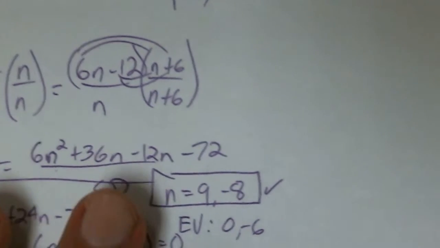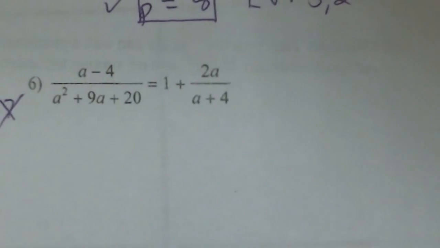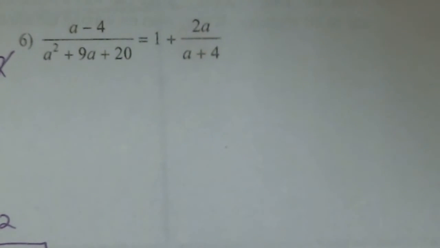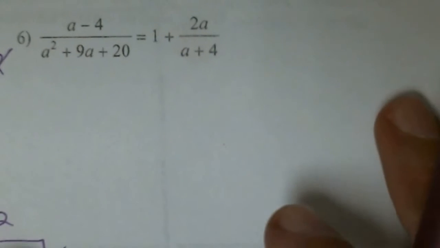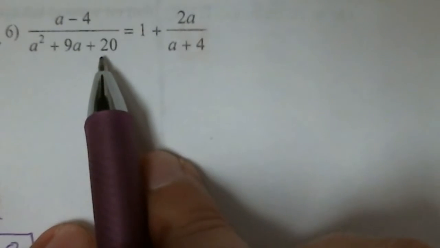Okay. All right, number 6, let's increase the rigor here a little bit because you guys are the accelerated, gifted block math students and you can accomplish anything. That's the attitude you must have. All right, let's always factor our denominators first. Factors of 20 that add to 9 are 4 and 5.